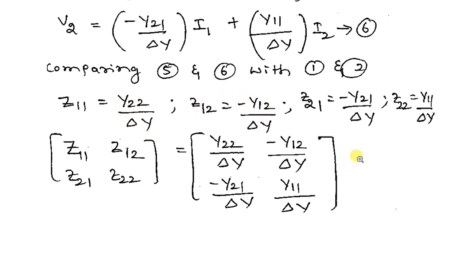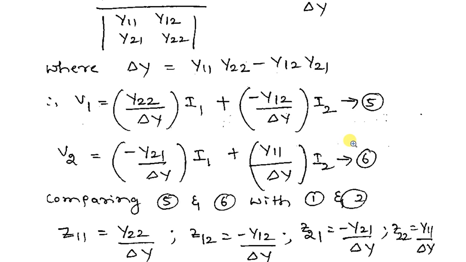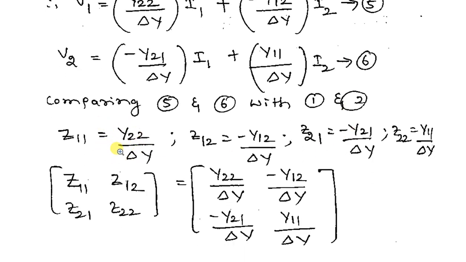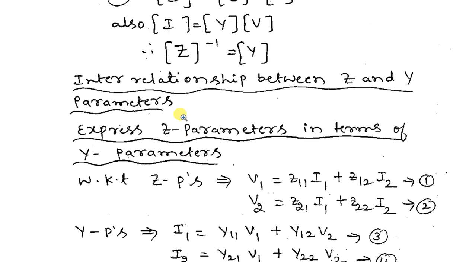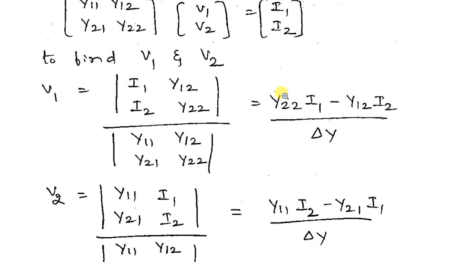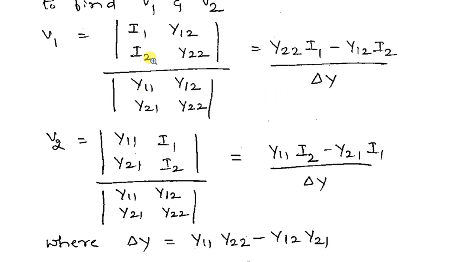Some students in a hurry will do the opposite. Z in terms of y, they will write y in terms of z. That is wrong. In terms of what means it should be on the right side. So Z in terms of y. You can expect this for an 8 marks question. Only for z to y and y to z, you have to go for Cramer's rule.